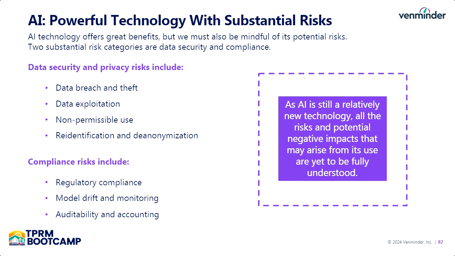So with all this amazing technology, we've got to understand that AI does present some substantial risks. One of the biggest problems with AI is it's still relatively new. It's still developing, and we don't yet understand all the potential negative impacts that might arise through its use. But two that we really want to focus on when it comes to third-party risk management are around data security and privacy and compliance risk. So not only regulatory compliance, but how the models are trained and if they're auditable.